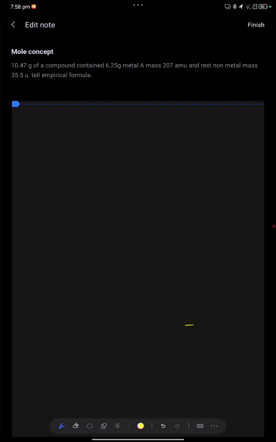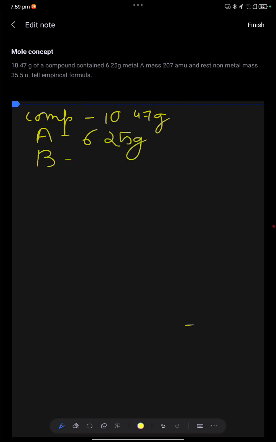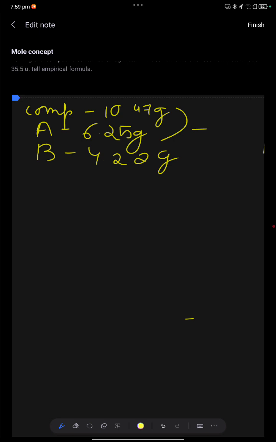So first we have to write what is the compound's mass. So we have a compound whose mass we know, that is 10.47 gram. Here A has 6.25 gram, and then B will be having, you have to subtract it, which will come as 4.22 gram. Okay. We have to find the empirical formula of the compound.